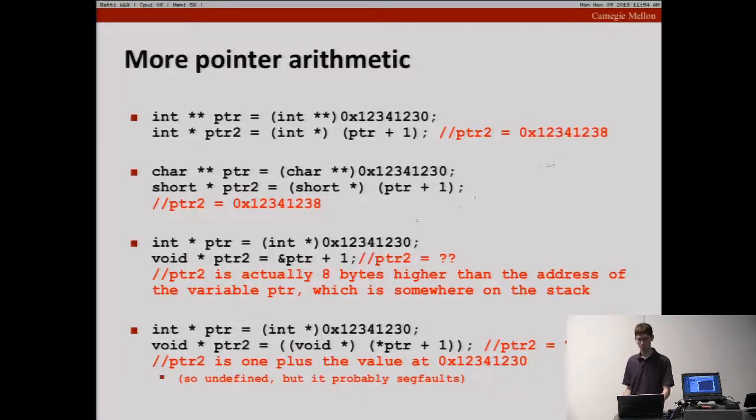So these first two, yep, we got them right. 1234, 1238, because we just added the size of a pointer. This one is going to give you something that's 8 bytes higher. That should be just 1 plus. That shouldn't be 8. That should be 1, because we get an int back and then we add 1 to it. This is just some address in the stack. Who knows where that is? And then this guy is undefined, but it's probably going to segfault, because it's unlikely that 1234, 1230 is actually a memory location that we're allowed to use in our program.